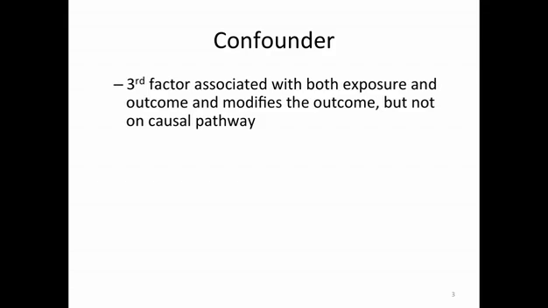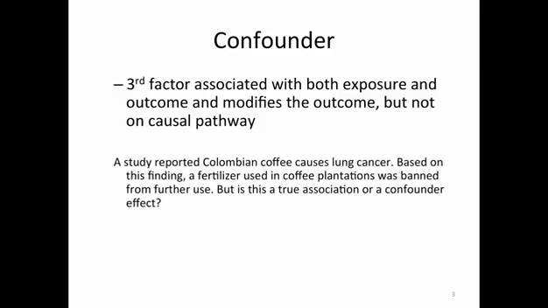Let us now see the confounder in more detail. A confounder is defined as a factor that is associated with both exposure and outcome and modifies the outcome but is not on the causal pathway between the exposure and the outcome. Consider this issue. A study reported that Colombian coffee causes lung cancer. Based on this finding, a fertilizer used in coffee plantations was banned from further use. But could this be a true association?